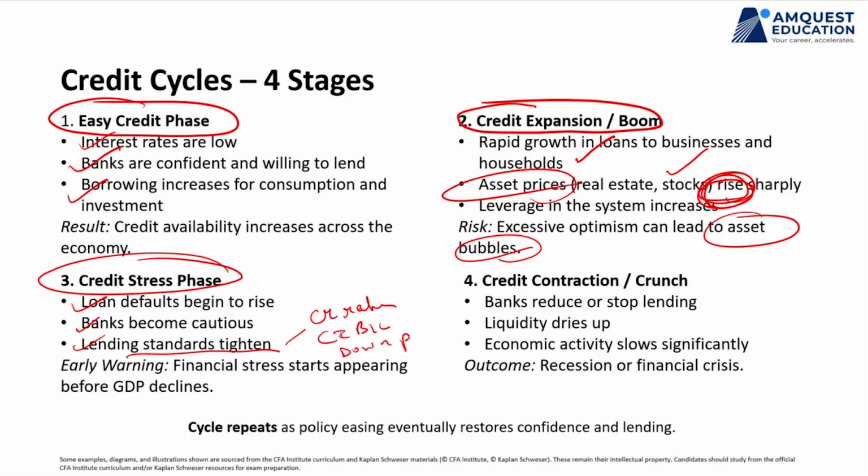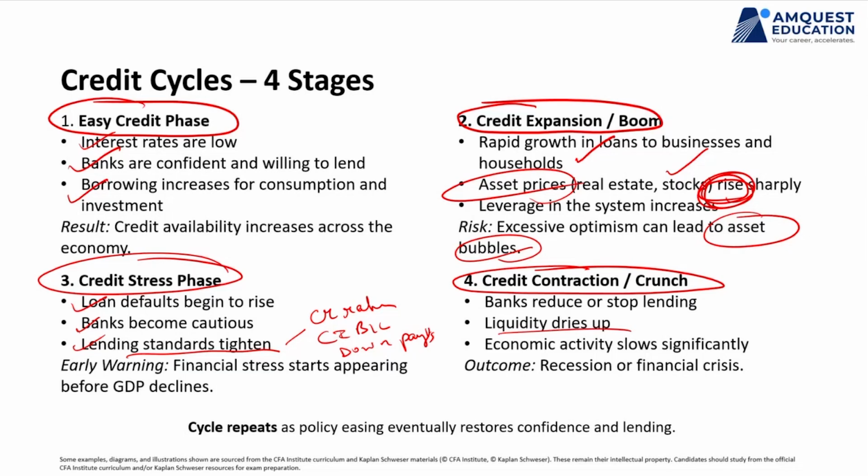So all of this will lead to a reduction in lending. Clear? They're tightening the norms, and that's because people are defaulting. Then comes the contraction, where now they have not just reduced it, they have stopped lending. Right? And because they stopped lending, liquidity dries up.